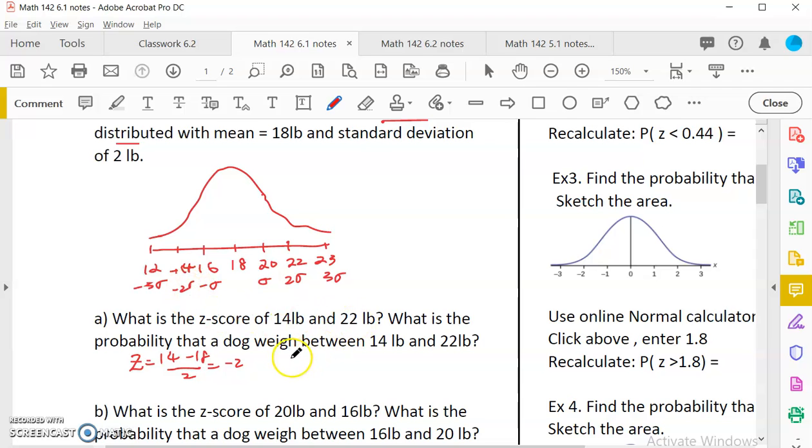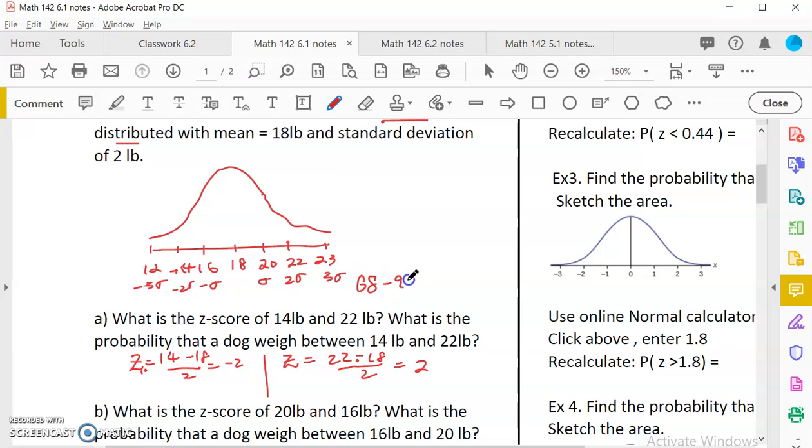And what is 22? So the z-score of 14, the z-score of 22. The z-score is always the x value minus 18 over 2. So in this case, it's 4 over 2, which is 2. So what is the probability that this dog is between 14 and 22? So it's from negative 2 to 2, which is 2 standard deviations.